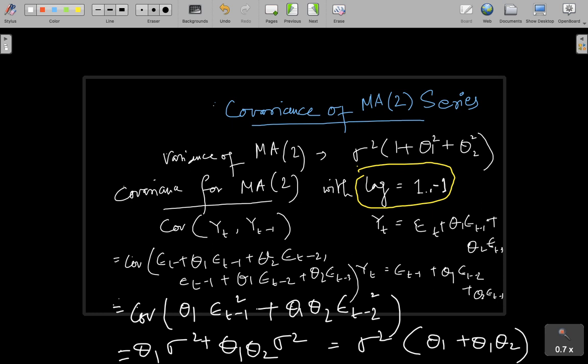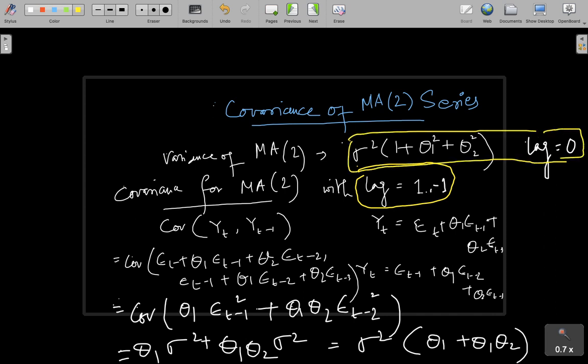Now if I put lag equal to 0, what I'll get is basically the variance, the variance that we have already got. So this value is for lag equal to 0. I can write lag equal to 0, okay? Just to bring all the results in the same place. So this is for lag equal to 0, right?